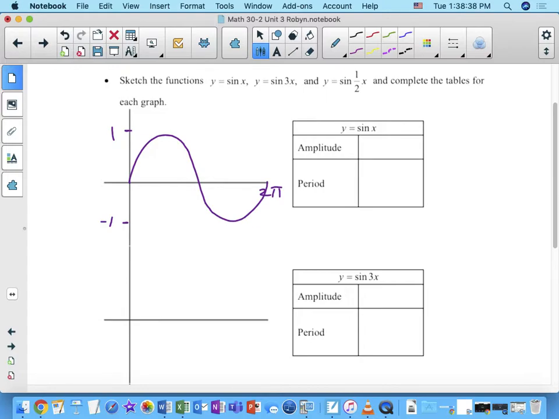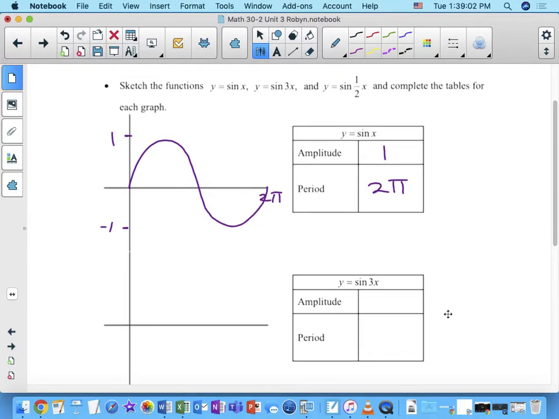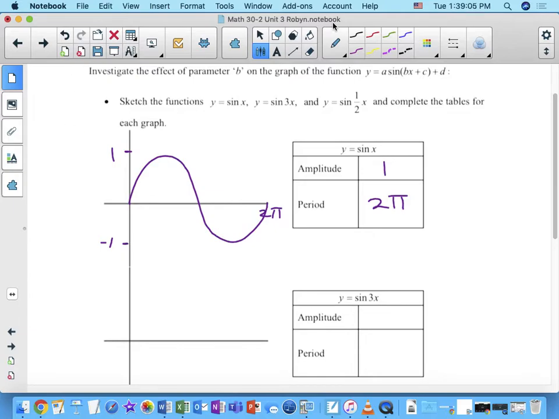So that's y equals sine x. Nothing new, we just did that one. Amplitude, we already wrote that down. That's 1. Period is 2 pi. Now let's take a look at this next one. Before we do that, I should mention what we're doing now: which of these letters are we playing around with? We just played around with a. Which one are we playing around with now? b, that's right.